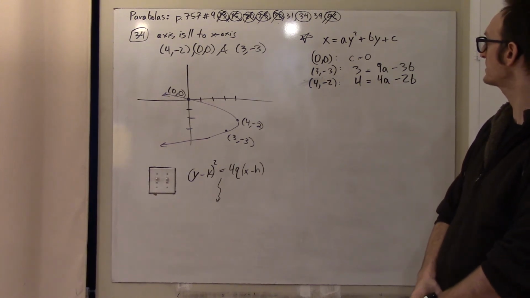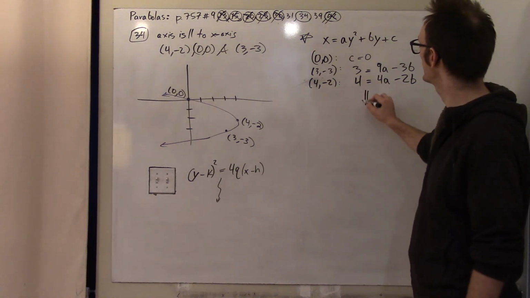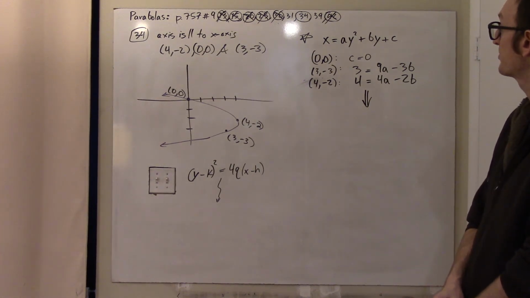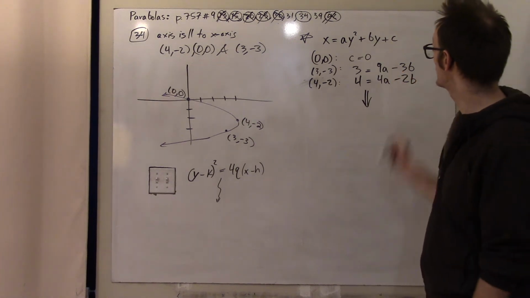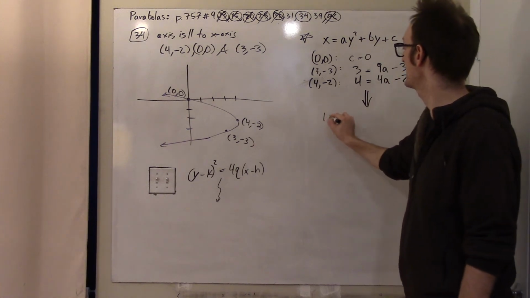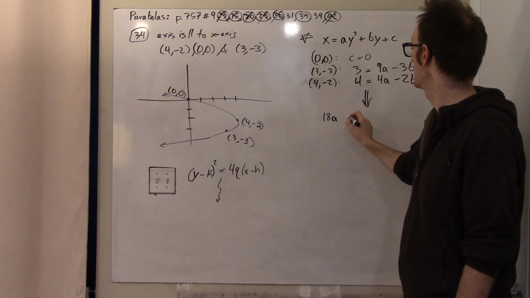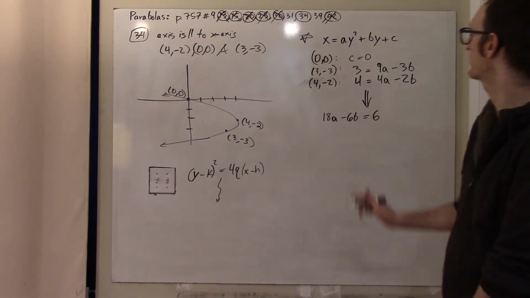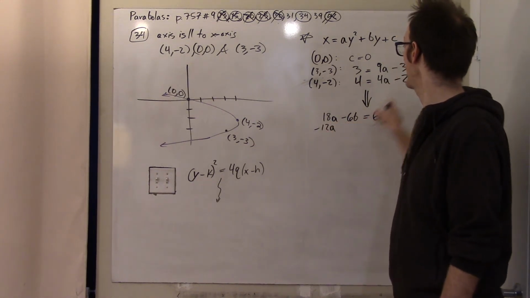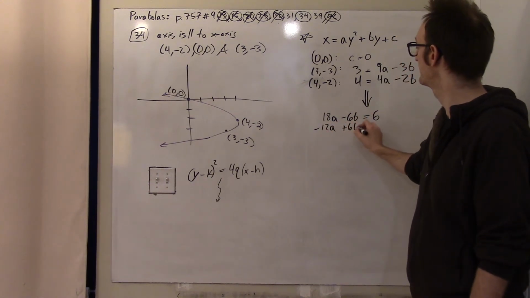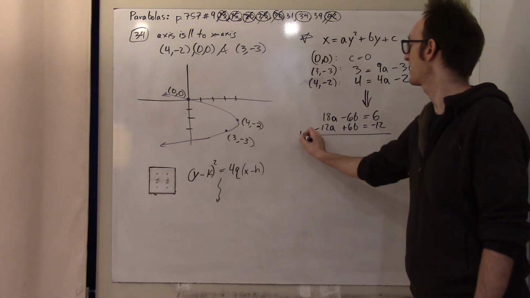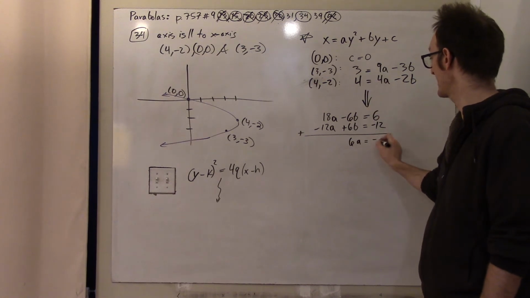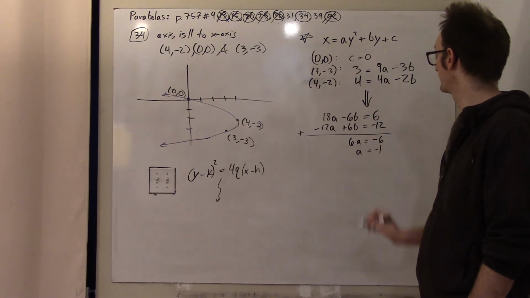Now I just have to solve this system of two equations in two variables. What's the simplest thing to do? I'll multiply through the first equation by 2. That gives me 18a minus 6b equals 6. And I'll multiply through the second equation by negative 3. That gives me negative 12a plus 6b equals negative 12. If I add them, then I get 6a equals negative 6, and so a is negative 1.